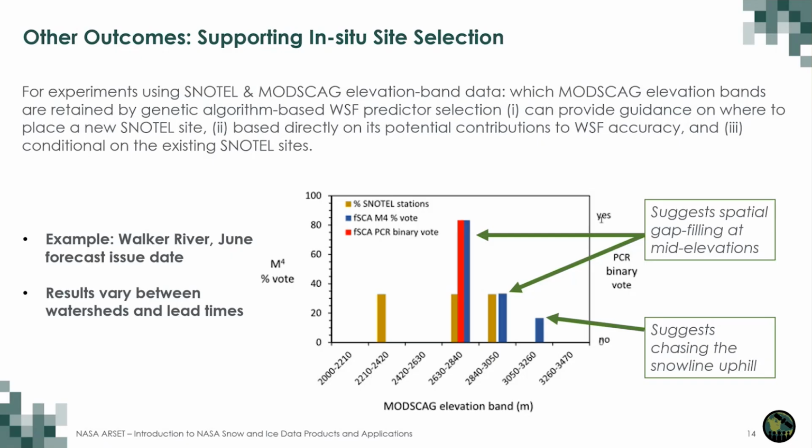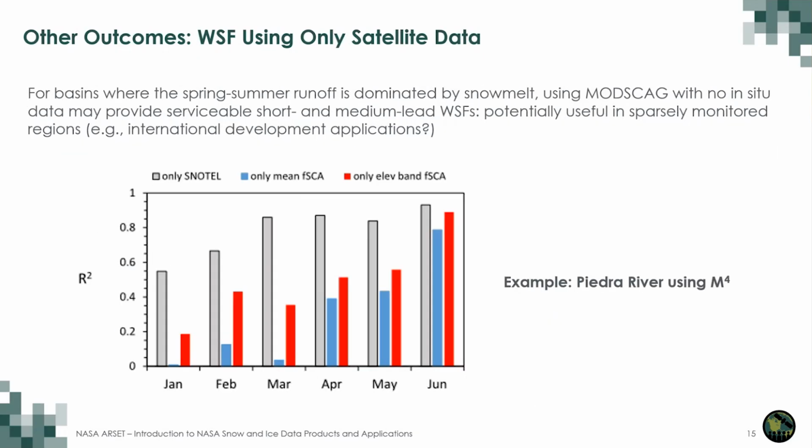What we're also seeing, particularly in the machine learning model, is it's also retaining high elevation band satellite data, you know, over 3,000 meters there, which suggests that M4 is also using the satellite data to essentially chase the snow line uphill. So it also makes sense then to have a higher elevation SNOTEL station up there if you were looking to improve your in situ network, which NRCS is, because they're also responsible for running the SNOTEL network.